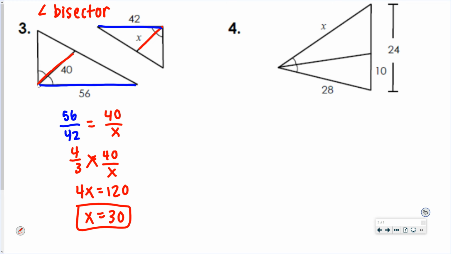The other thing we learned in 7.5 was if we just have any old angle bisector in a triangle.